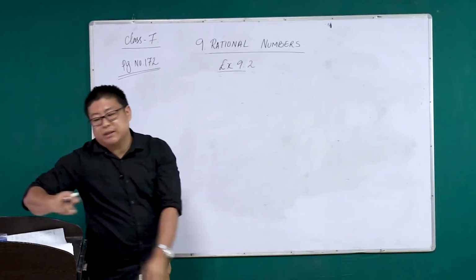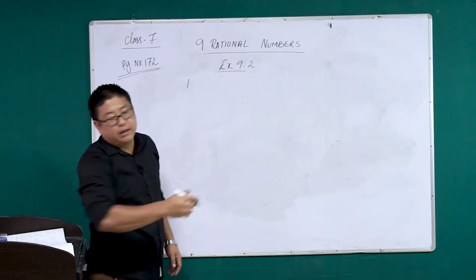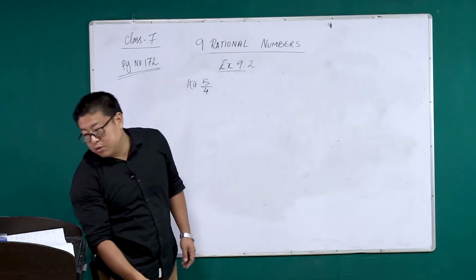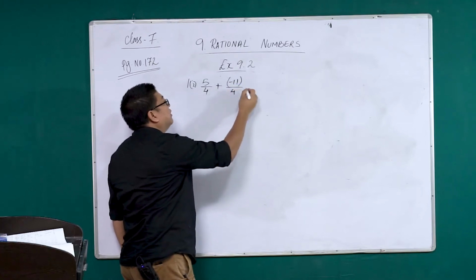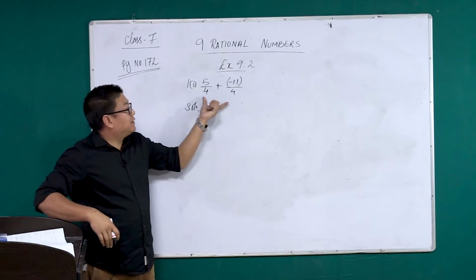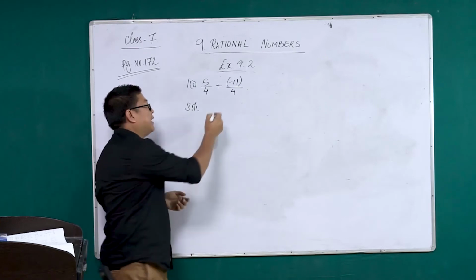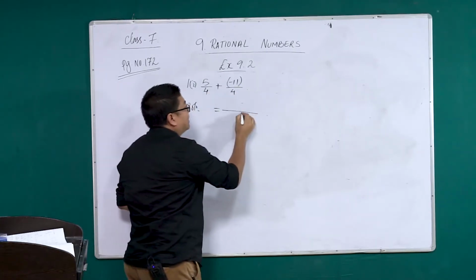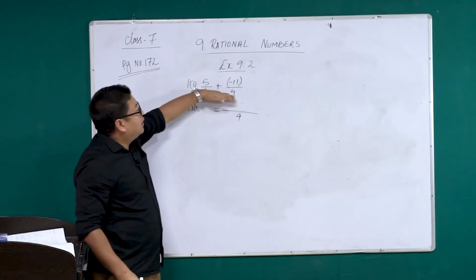So the first part is find the sum. It is on page number 190. For the first part of the question, we have 5 by 4 plus minus 11 by 4. Now we have to add them. Now here this is a special case. Both the denominators are same. Okay? So in addition, if both the denominators of rational numbers are same, we take that number as common, 4. So denominator part over.